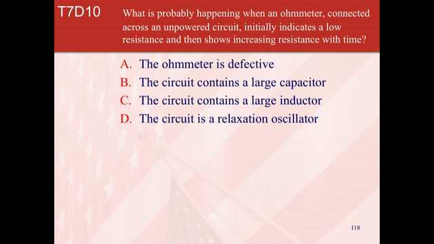What is probably happening when an ohm meter connected across an unpowered circuit initially indicates a low resistance, then shows increasing resistance with time? Yeah, that's good. The circuit contains a large capacitor. And that's it.